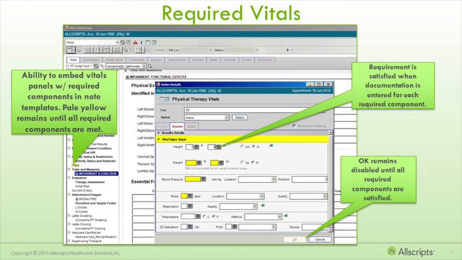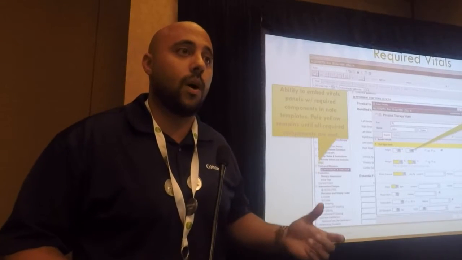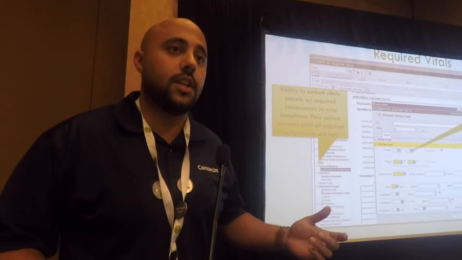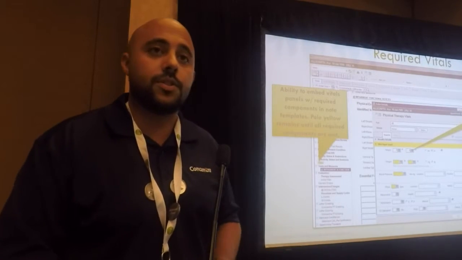And then we have the ability to embed vitals panels within note templates. If you embed a vitals panel that has required components within a note template, you'll see in the table of contents over here that the vitals section now appears in pale yellow, and that just signifies that there are required components in that section, and that will remain like that until all those fields are satisfied.